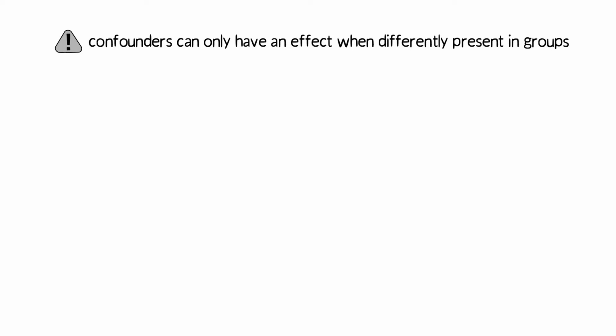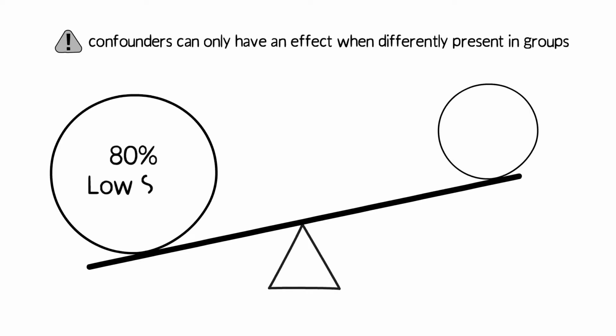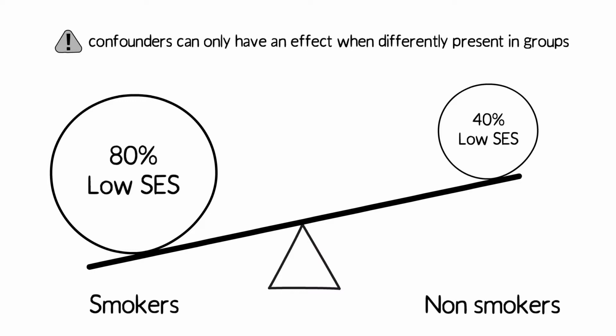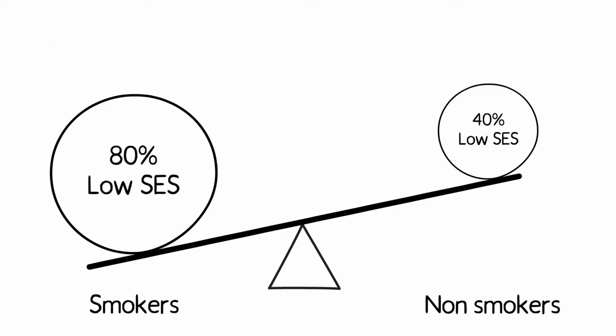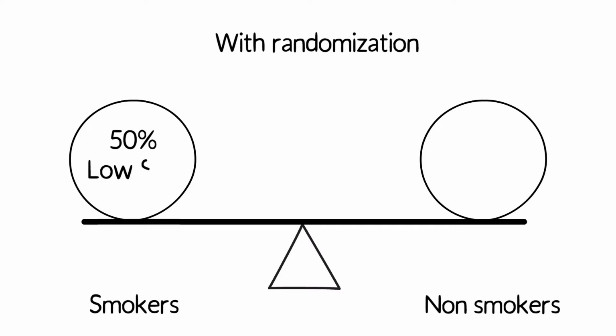It is important to note that a confounder can only have an effect if it is present differently in the groups. In these groups, the difference is clear: 80% low SES in smoking women, 40% low SES in non-smoking women. If the two groups were randomized and had equal percentages of low SES, the unstratified analysis would reveal the true effect of smoking, since the effect of SES is the same in both groups.